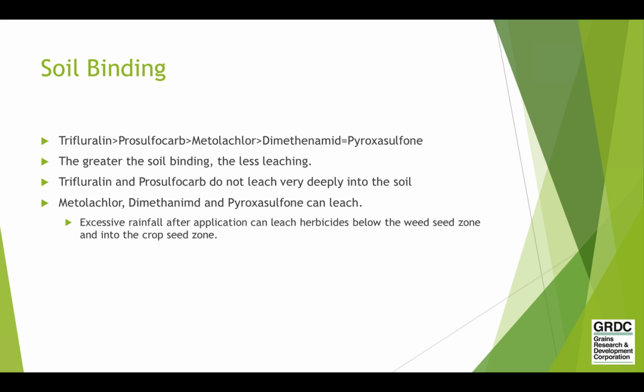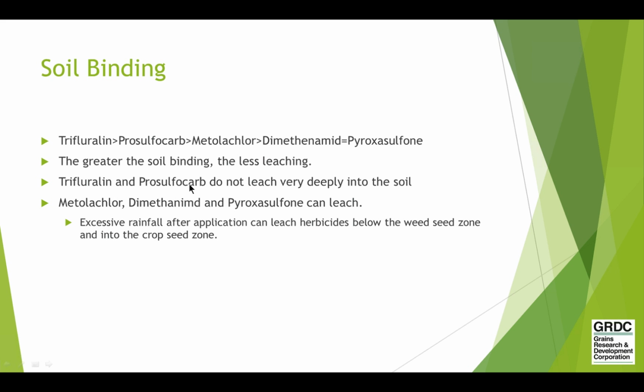The second thing that we can look at, which is the KOC, is the soil binding. And again, we see that trifluralin binds the most, followed by prosulfocarb, metolachlor, and then dimethenamid and pyroxasulfone, which bind the least and are very equivalent. What does this soil binding mean? First, it means that the greater the soil binding, the less leaching, the less movement of these herbicides in the soil environment or soil profile. So trifluralin and prosulfocarb, which have very, very tight binding to the soil, do not leach very deeply into the soil. They essentially stay in the top 1 to 2 centimeters.